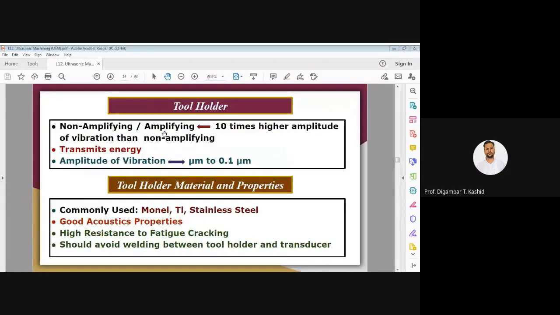Then we have another element, that is the tool holder. There are two types of tool holders in ultrasonic machining: one is known as a non-amplifying tool holder, and the other is called an amplifying tool holder. With an amplifying tool holder, you can get a 10 times higher amplitude of vibration compared to the non-amplifying type. It transmits energy normally. The amplitude of vibration can be as low as 1 micron to 0.1 micron.